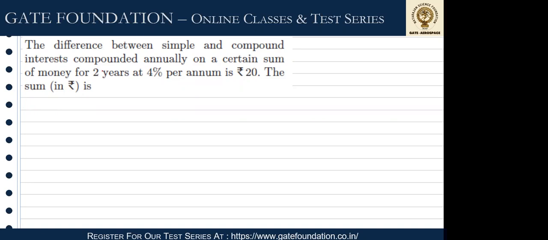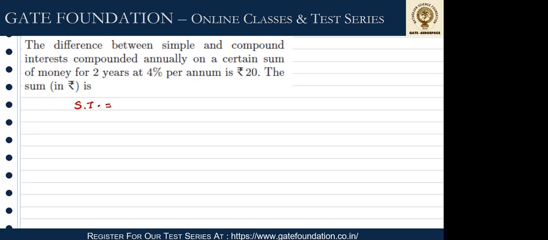Okay, let's try to solve. What is the answer? The difference between simple and compound interest compounded annually on a certain sum of money for 2 years at 4% is 20 rupees. Now the difference between simple interest and compound interest is given. So first of all, I'll calculate the simple interest and compound interest.